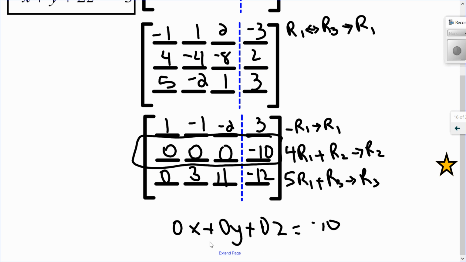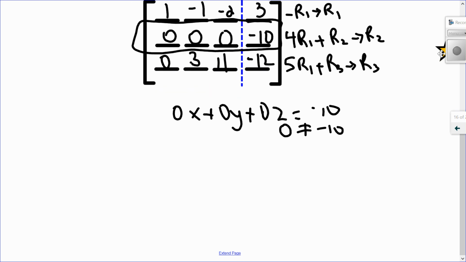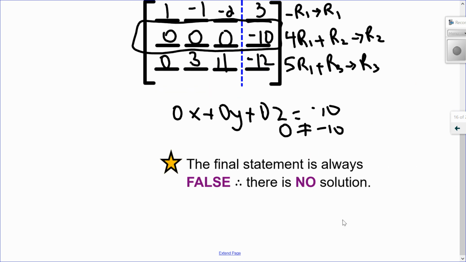So you can see that 0x plus 0y plus 0z equal to negative 10. That is not true. You cannot have 0 equal to negative 10. Since 0 cannot equal negative 10, that statement is always false. We would therefore say there is no solution to this system. Since there is no solution, that means there is no point of intersection for all of these. We cannot go any further.